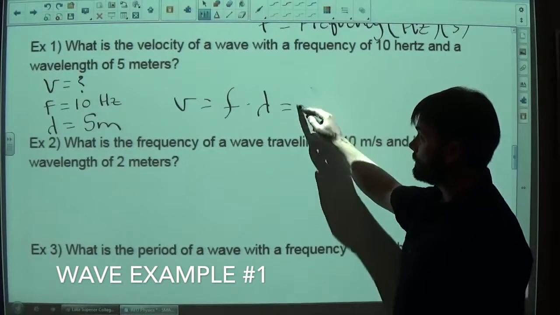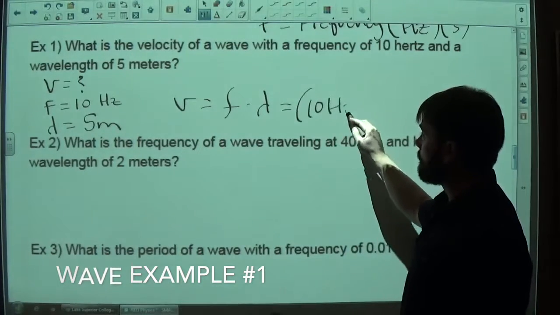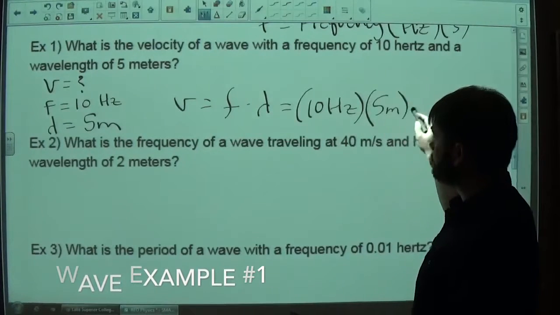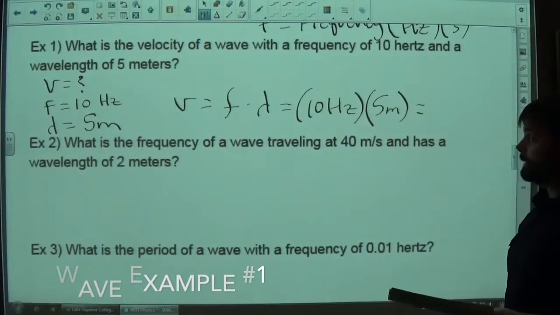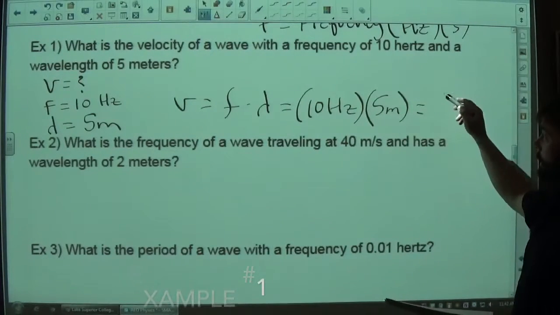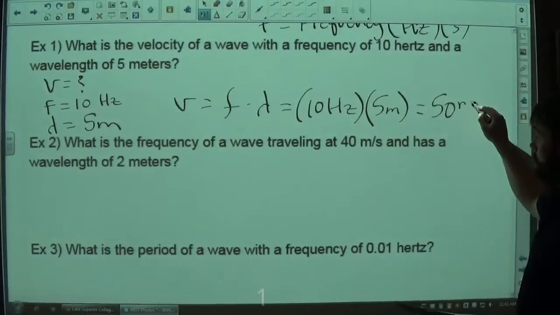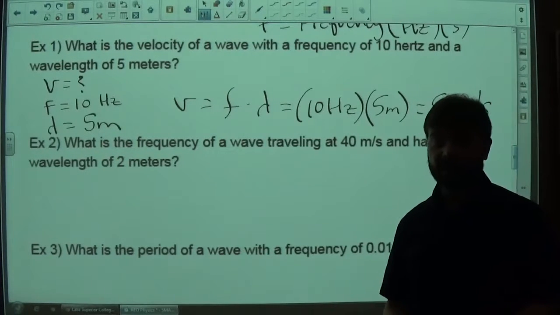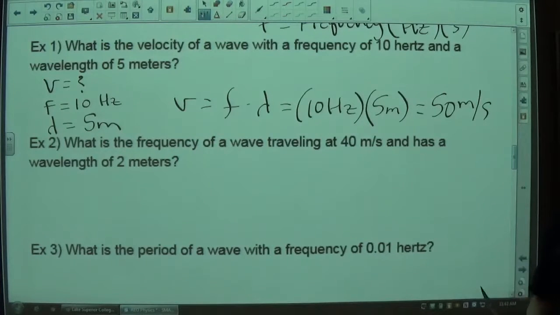So we're going to take the frequency of 10 hertz, and you're going to multiply it by the wavelength of 5 meters. And this is going to be 1 over s times a meter, so that will give me meters per second, and the 10 times 5 is going to give me 50. So if that was the frequency of the wave and the wavelength that we had, then the wave would have to be traveling at a velocity of 50 meters per second.